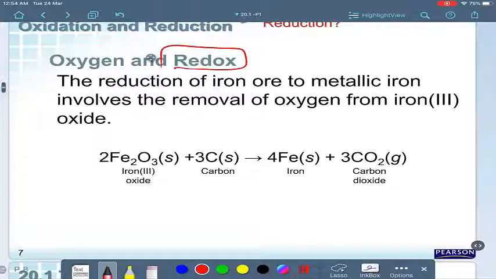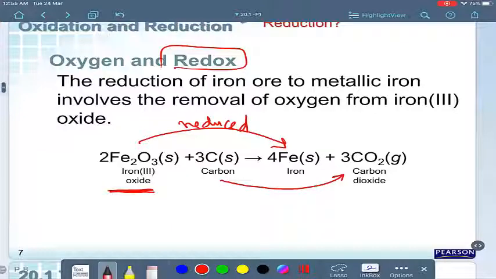We have an example here. We need to understand this and identify what happens to each of these compounds. We have iron(III) oxide that changes into iron. What happens here? It loses oxygen. It means it's reduced. What happened to carbon? It changes into carbon dioxide. What happens here? It gains oxygen. It means it's oxidized.